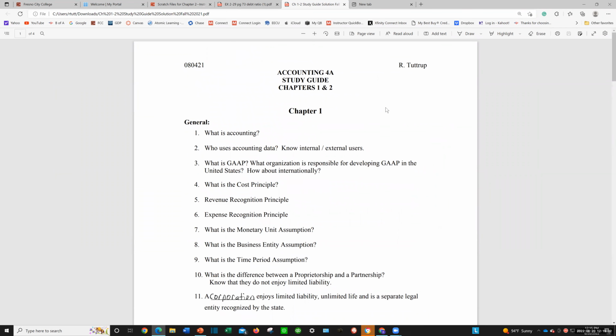Now, you need to be able to answer these questions. And I guess I'll go through a couple of them. I'm not going to go through everything because you can look it up. This is supposed to be a review and you're supposed to know this stuff. But what is accounting? Well, accounting is an information system, and it provides information to users. And who uses that data? Well, internal users and external users.